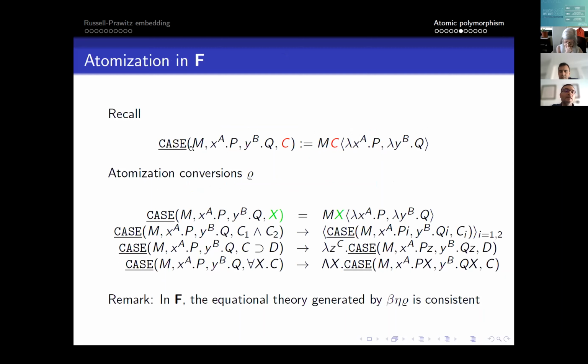So recall that we had this case expression here. And now we introduce atomic conversions, atomization conversions, okay? So if this C is atomic, we leave it as in here, there is no problem because it employs just atomic instantiation. But in the other cases, we introduce new reduction rules just to simplify the formula that appears here in this last position. And we can argue that system F equipped with this new rule does not become inconsistent. So the equational theory has models.